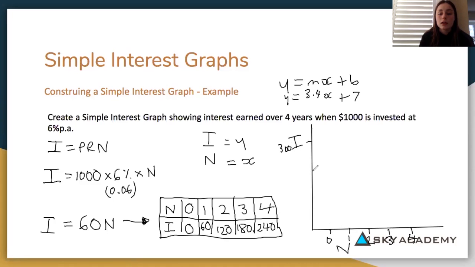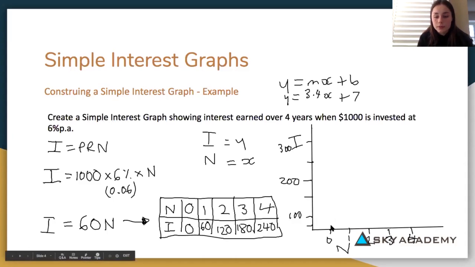And then 200 and then 100. And so now we can graph. So that would be 250 and 150 and 50. So at 0, we had 0. So we'll pop a point there. At 1, we had 60, so it'll just be above 50, so it could be about there.